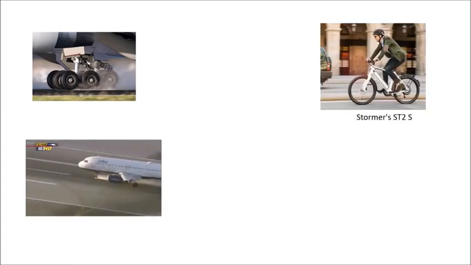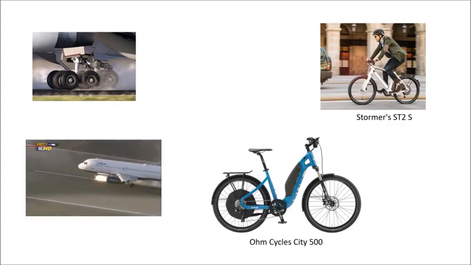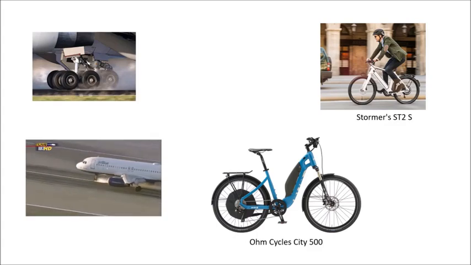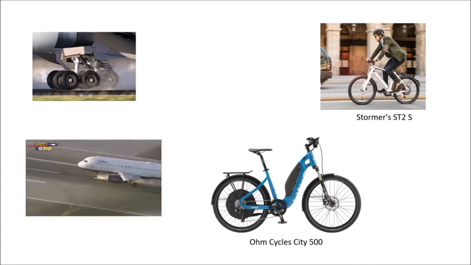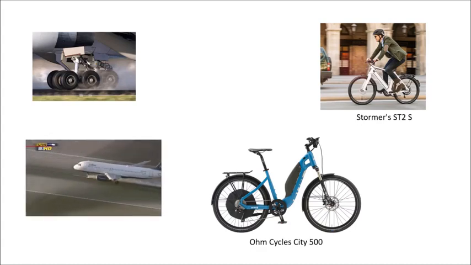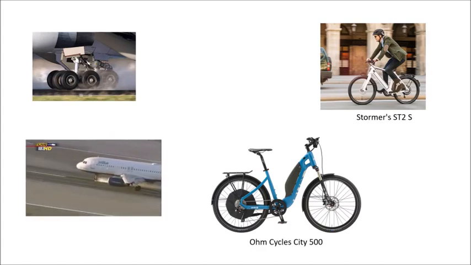Very few electric bikes have regenerative braking. Some examples of e-bikes with regenerative braking include Stormer's ST2S and Ohm Cycle's City 500. Although it may seem beneficial, it is actually impractical and inefficient to do so. This is because a direct drive motor is required, which most bikes don't have, and the energy recovery is typically only around 5%, which isn't a lot because of how seldom you brake.